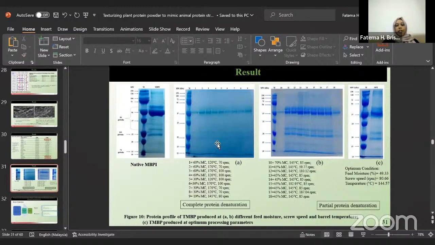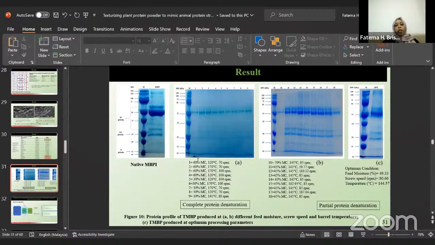So this is again, we have done the SDS-PAGE electrophoresis. This is our raw material. You will see this native mung bean protein isolate without going through any kind of processing. We have these 5 bands in here. However, after extrusion, you will see we have only 1 band at this 37 kilodalton.